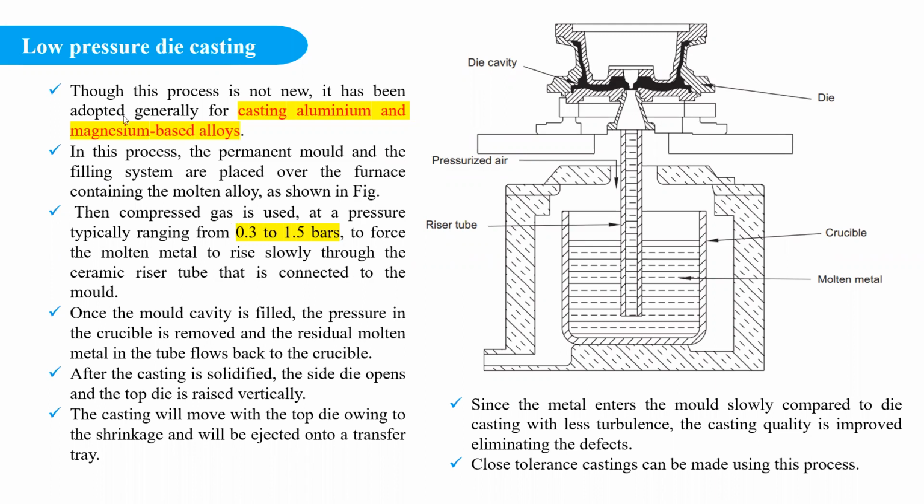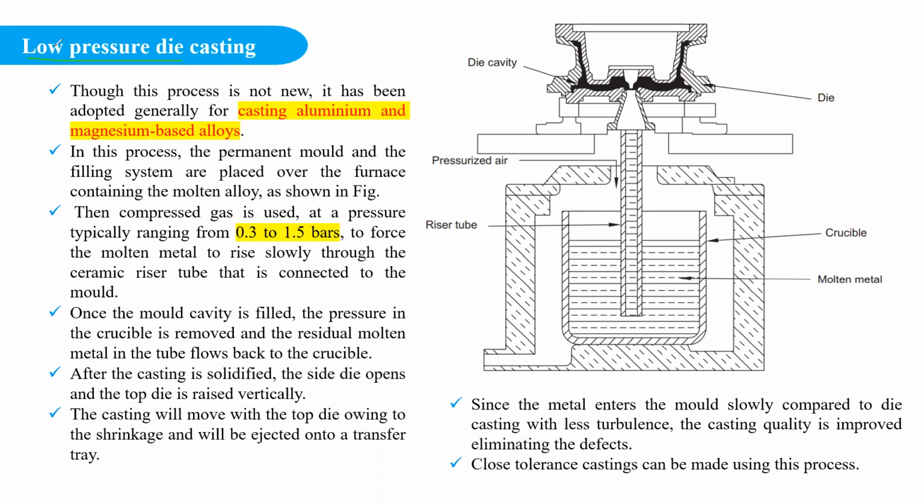Now let us see what the low pressure die casting process is. From the name itself, we can understand what the low pressure die casting process is. In the previous lecture, we discussed the high pressure die casting process, in which the molten metal is injected into the mold cavity under high pressure. In this case, the molten metal is fed into the die cavity at low pressure. The low pressure die casting process is normally used for casting aluminum and magnesium based alloys.